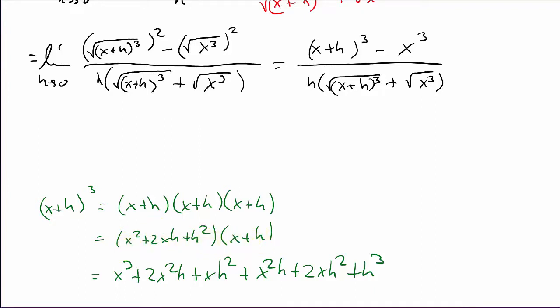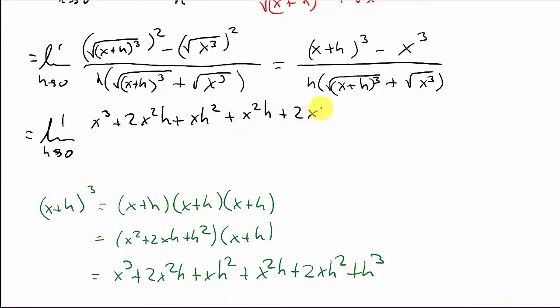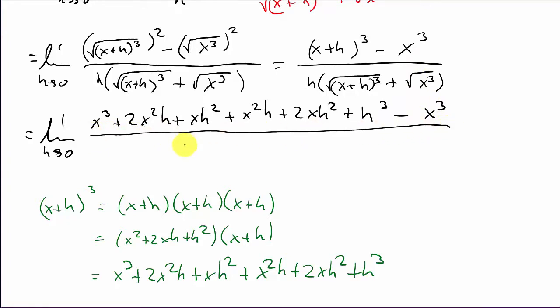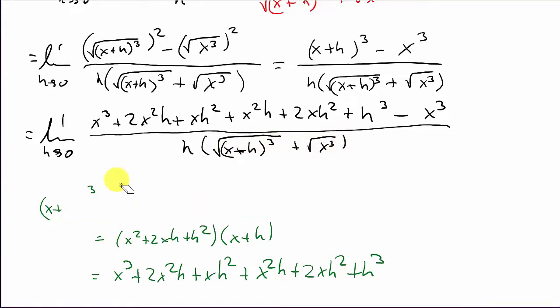Okay, so I multiplied the x times each term and then the h times each term. Now I'm going to take the limit as h goes to 0, and what we multiplied out down here is x cubed plus 2x squared h plus xh squared plus x squared h plus 2xh squared plus h cubed, and then minus x cubed, all that over h times the square root of x plus h cubed plus the square root of x cubed. Let me get this out of the way.